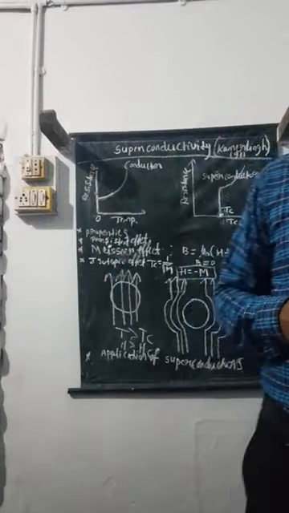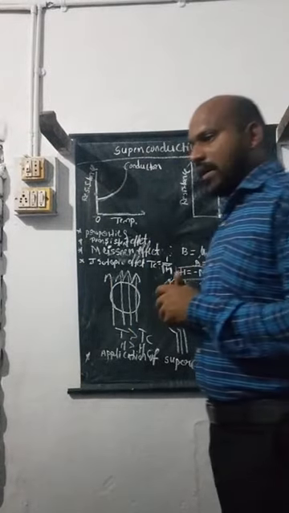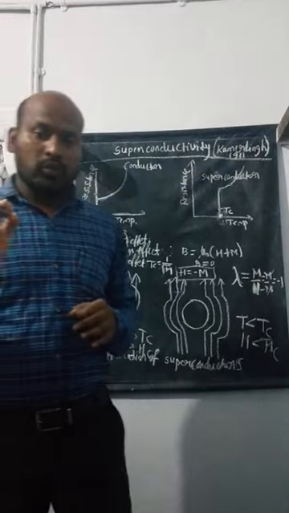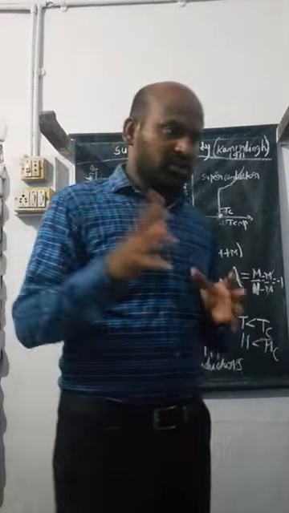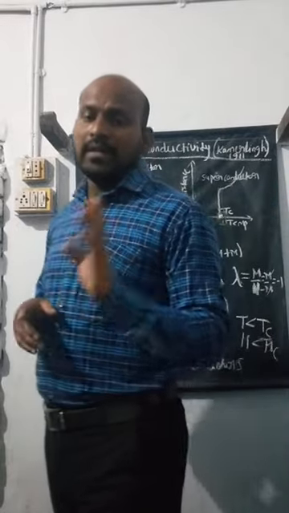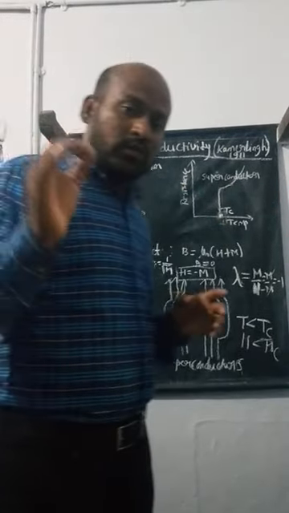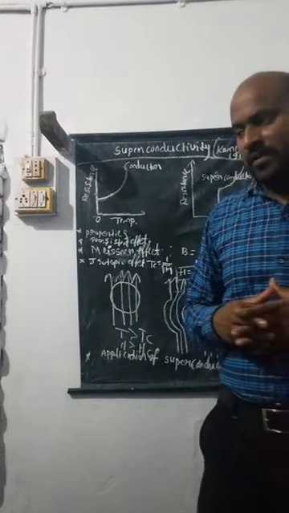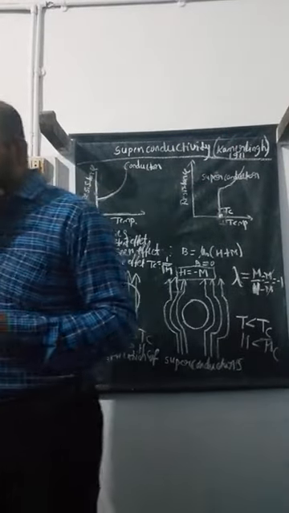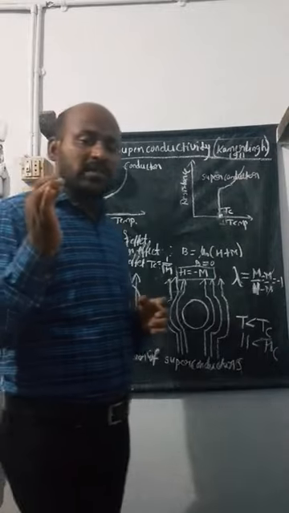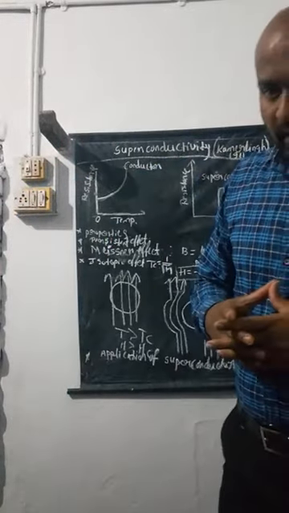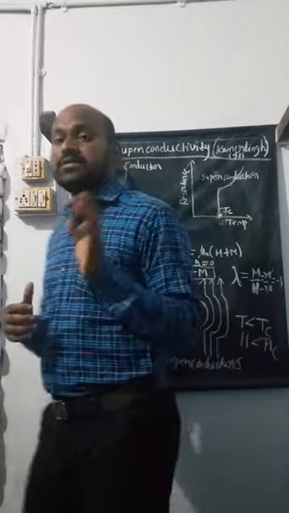Also, the thermoelectric effect disappears in the superconductor state. What is the thermoelectric effect? You have already studied it, so I don't need to explain too much about that. The thermoelectric effect disappears in the superconductor state. And there is another term, the persistent effect, or persistent current. What is persistent current?